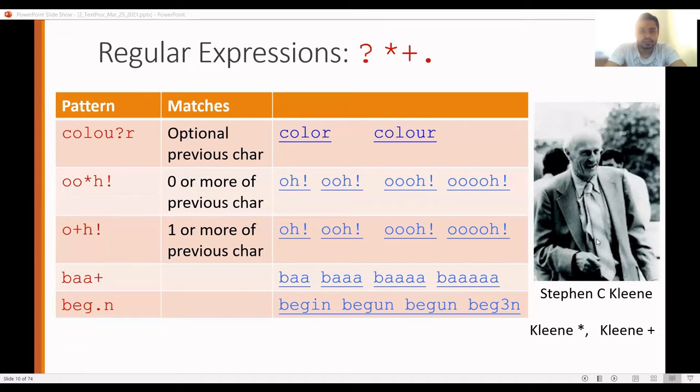One very important special character is the period symbol. It is a wildcard expression that matches any single character, except for a carriage return. Thus, in the example beg.n, it will match any character between beg and n. That is, it will match the following things that are listed in the example. The wildcard is often used together with the Kleene star to mean any string of characters.